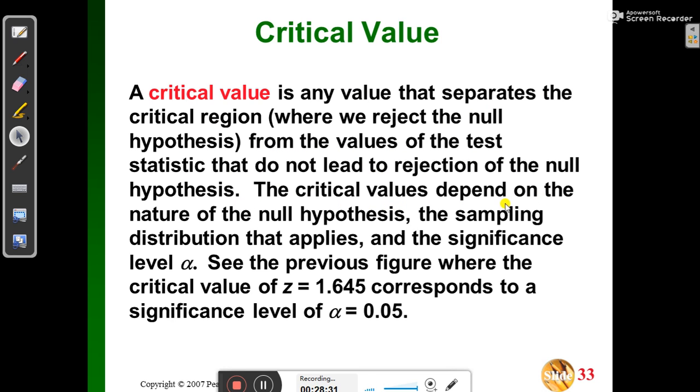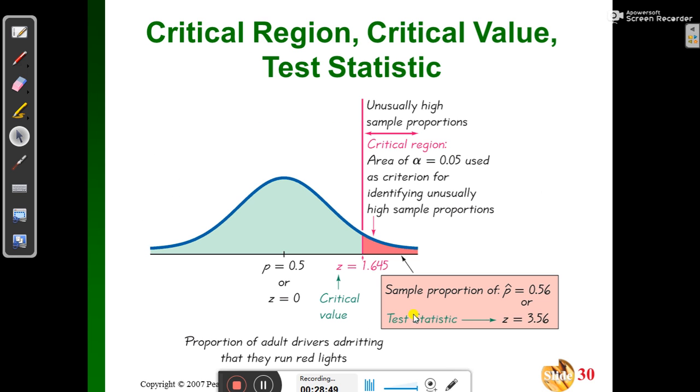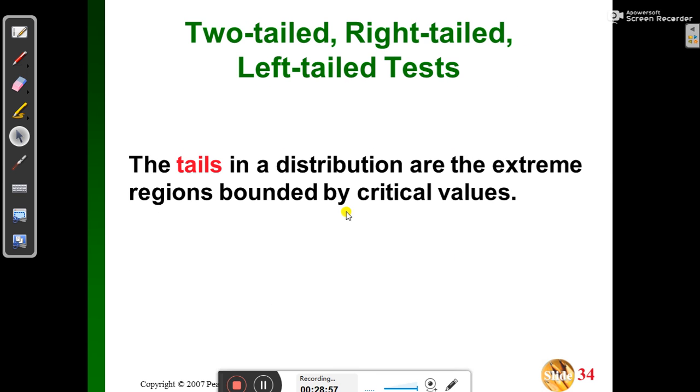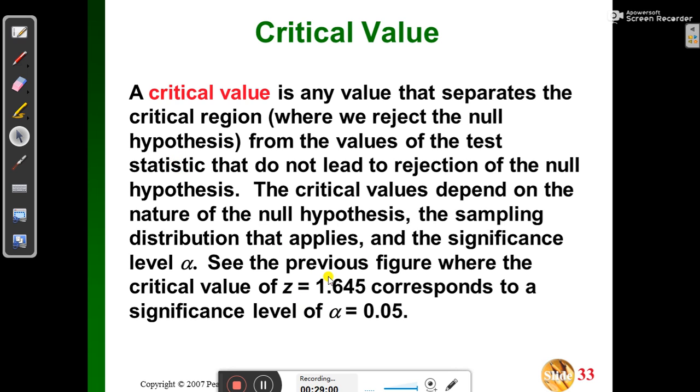The critical values depend on the nature of the null hypothesis, the sampling distribution that applies, and the significance level alpha. See the previous figure where the critical value of Z equal to 1.645 corresponds to the significance level of alpha equal to 0.05. So here the critical value is 1.645 and the significance level is 0.05. In this way, it gives us the way to accept or reject the null hypothesis.